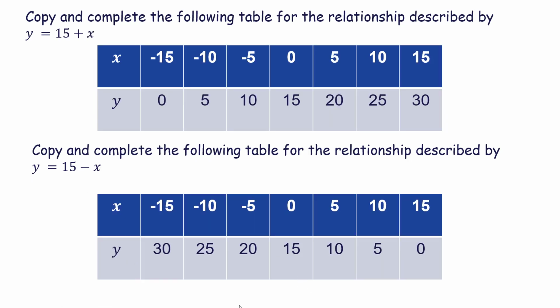Let's look at the graph y is 15 minus x. Do you see y is then 30, 25, 20, 15, 10, 5, and 0. Let's compare the two patterns.